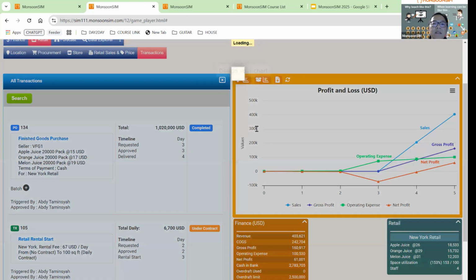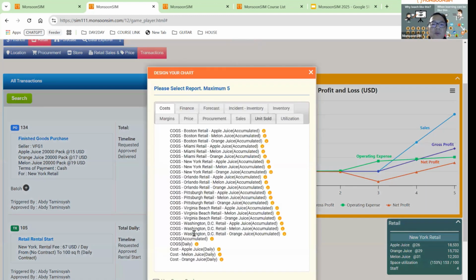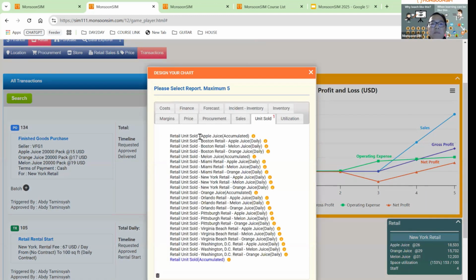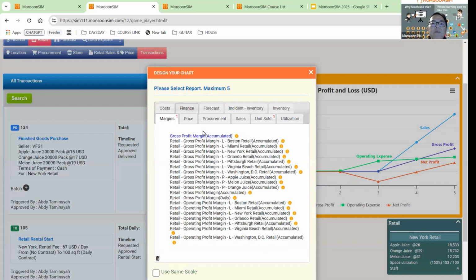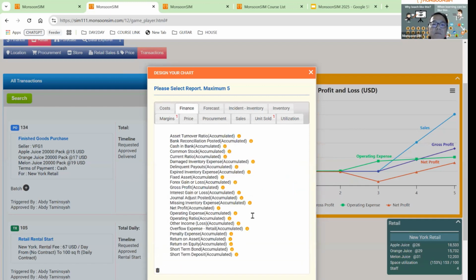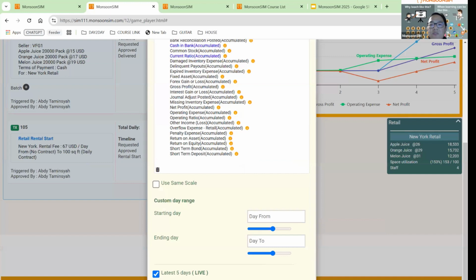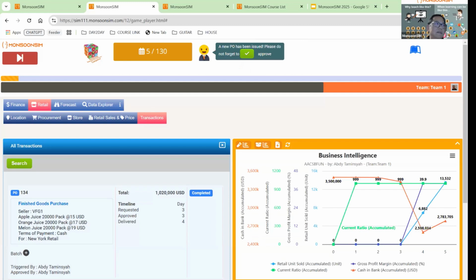There's also a bunch of other charts here that they can see. What is the unit sold, the unit sold accumulated? How much I bought? What is my price? What is my margin? What is my finance? I can look at my current ratio, cash in bank. I can see all that. So this is all I can analyze. As a teacher, you can set your students to do some analysis. After a few days of the game, let them come back to you and share their story and their findings. So this is where the game mechanics happen.